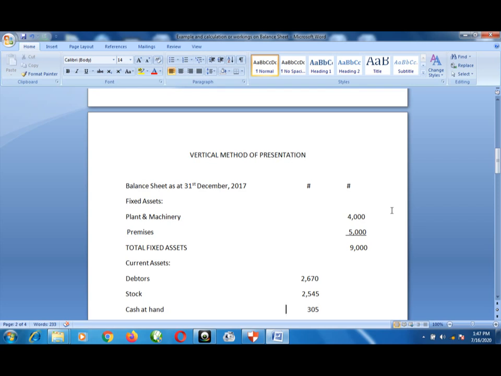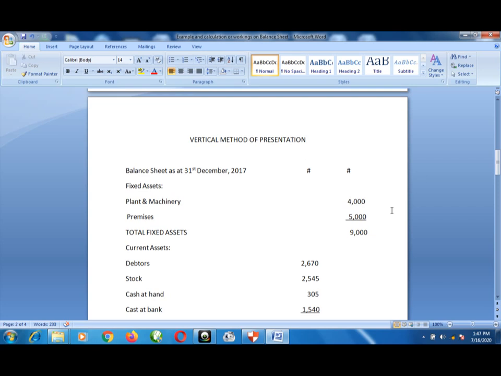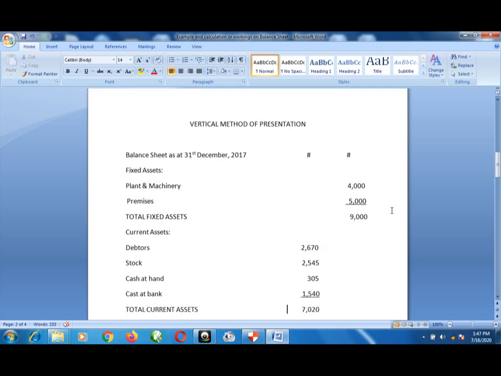Current assets: debtors, 2,670. Stock, 2,545. Cash at hand, 305 naira. Cash at bank, 1,540 naira. We put everything together and we have our total current assets. Addition of all this together gives a total of 7,020 naira.